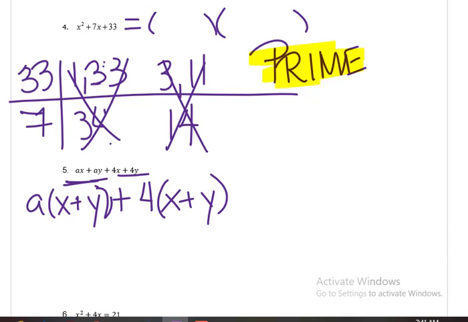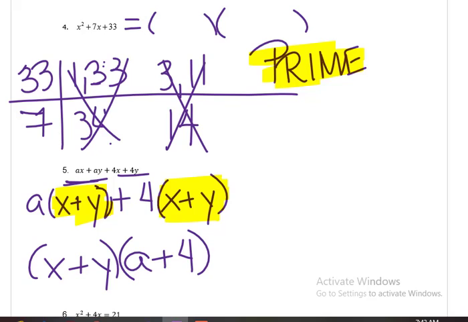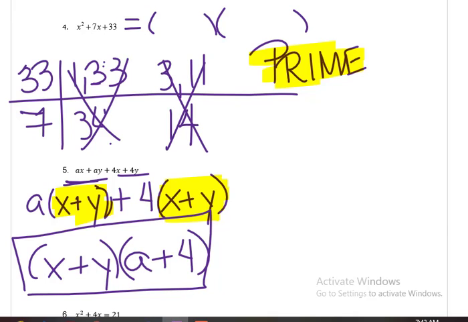Now we see that we have a common factor in each of the terms, the x plus y. So we take that out front. We factor out the x plus y. We open another set of parentheses and write what remains, the a from the first term plus 4 from the second term. So the binomial x plus y times the quantity a plus 4 is our solution.